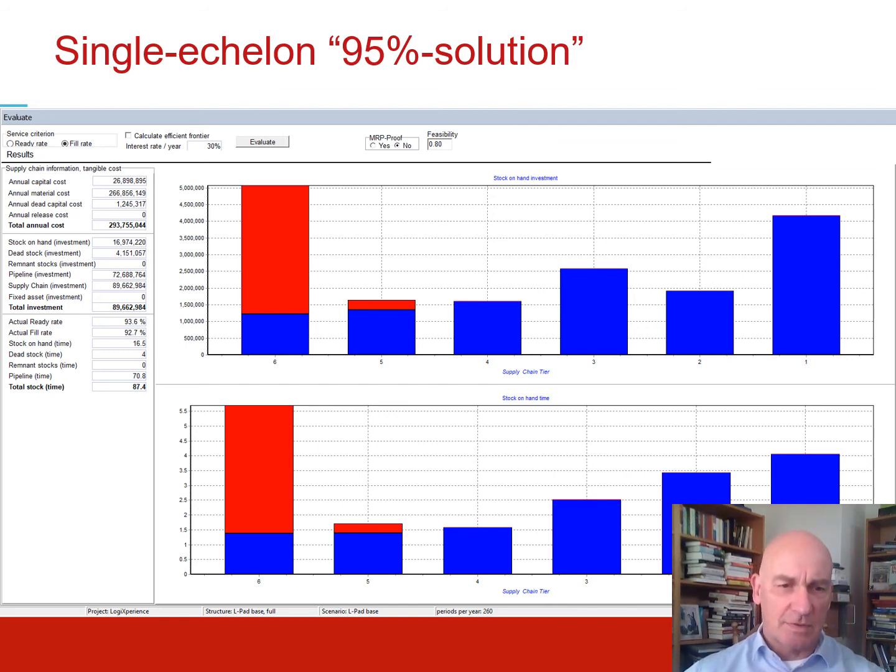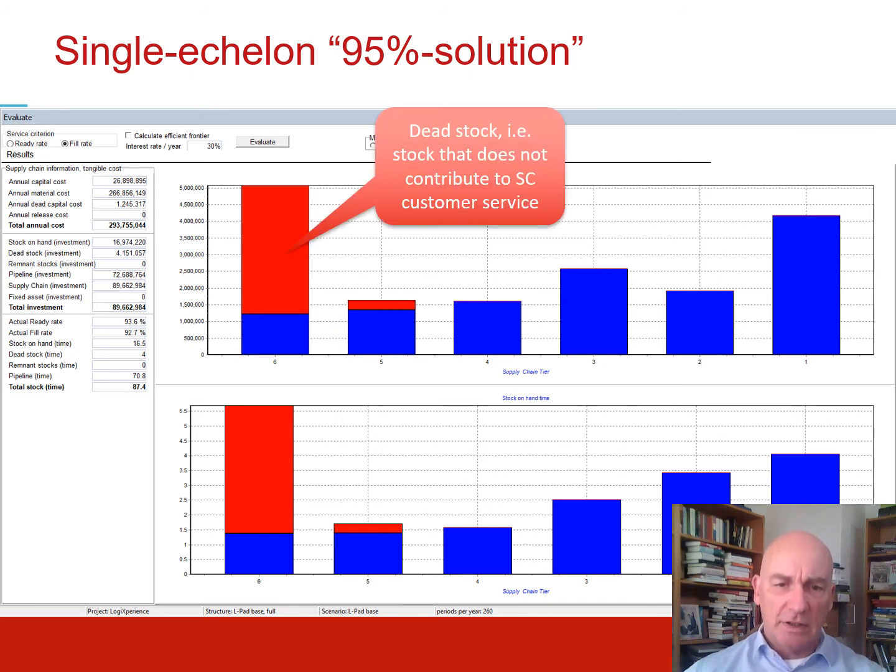So that is still substantial. And on top of that, we see that the single item, single echelon approach has that stock. Now this is indicated by this red rectangle, which is quite a substantial amount of investment, which you can see over here. And so we have about 4 million in dead stock at the highest echelon. That's the echelon of items that we purchase. And there's some over here.